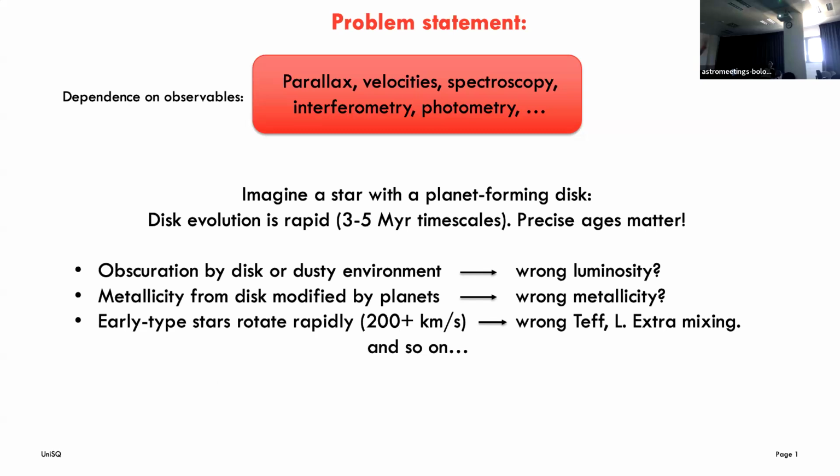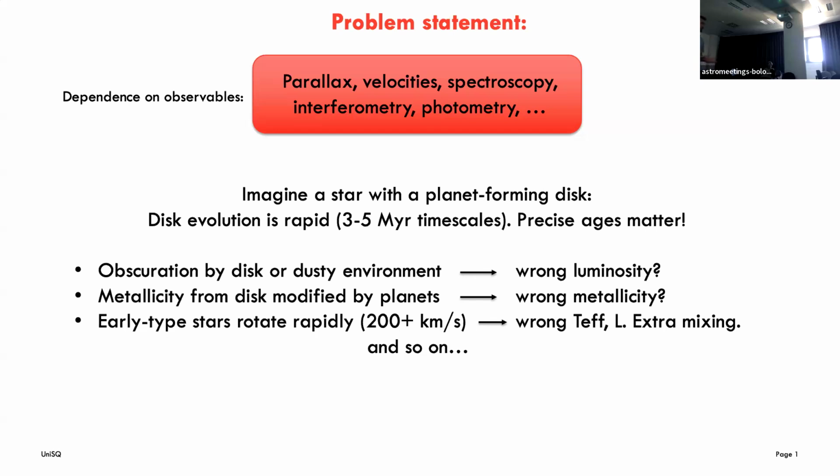But what if your star is obscured by a disk, or it's in a dusty environment? Well, then you might get the wrong luminosity. Or if the metallicity that you've measured for the star has been influenced by the fact that that star has a disk and there are planets embedded in that disk that are accreting material, you get selective accretion onto the star, and you might end up with the wrong metallicity.